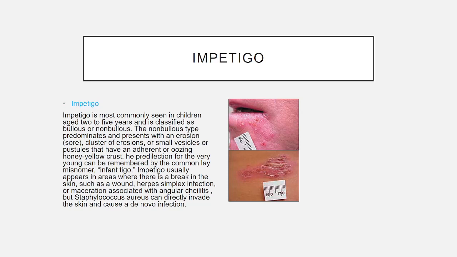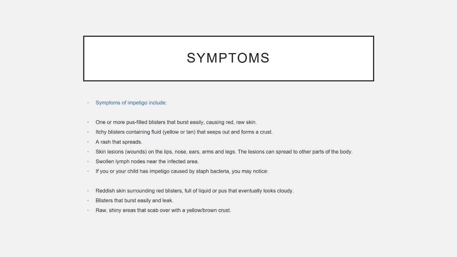Its predilection for the very young can be remembered by the common lay misnomer, infantigo. Impetigo usually appears in areas where there is a break in the skin, such as a wound, herpes simplex infection, or maceration associated with angular cheilitis, but staphylococcus or yeast can directly invade the skin and cause a de novo infection.